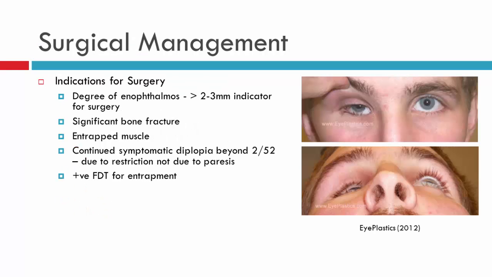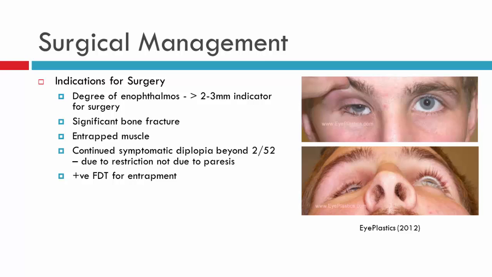Okay, so what are the indications for surgery? With blowout fractures, unlike neurogenic palsies, we have this window of opportunity where some patients must be operated on early. The indicators for early surgery are a significant degree of enophthalmos, and that can range from about 2 to 3 millimetres as being the indicator for surgery.